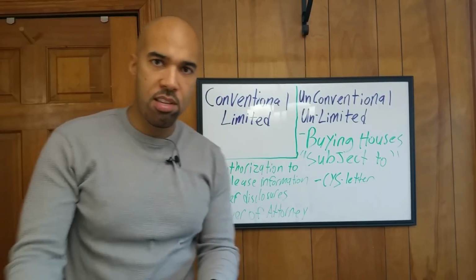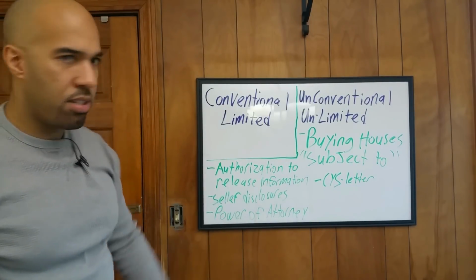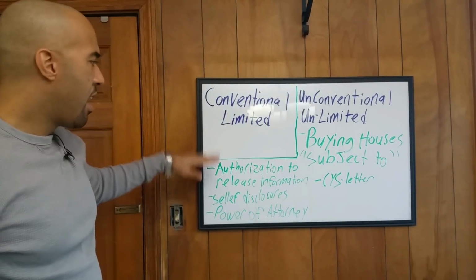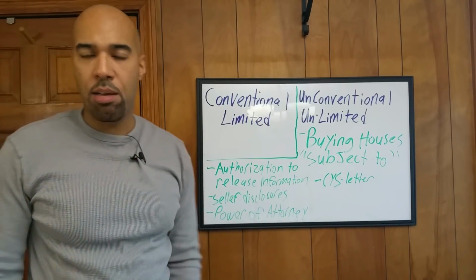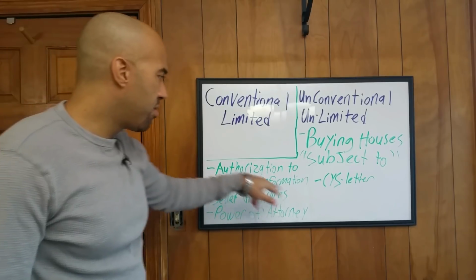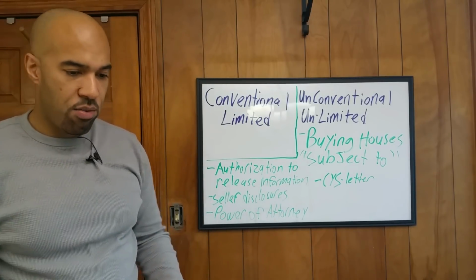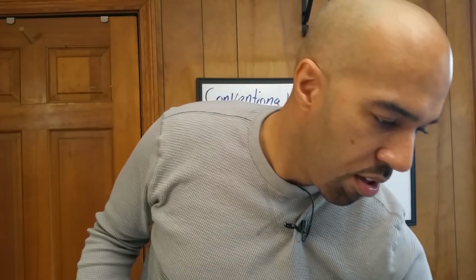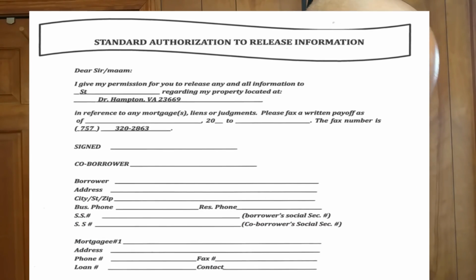All right, so let's continue with how to buy houses subject to. Our first document, there are a bunch of documents we need when we're buying houses subject to, but the first one is the authorization to release information. I'm going to splash that on the screen and go over it with you.